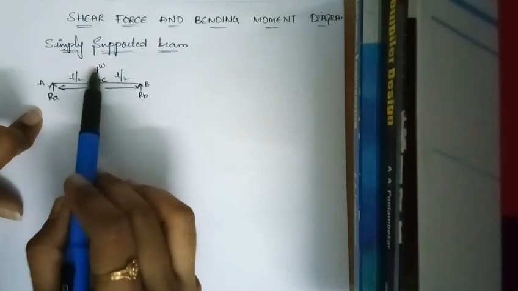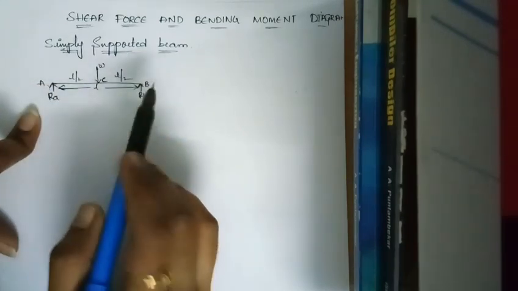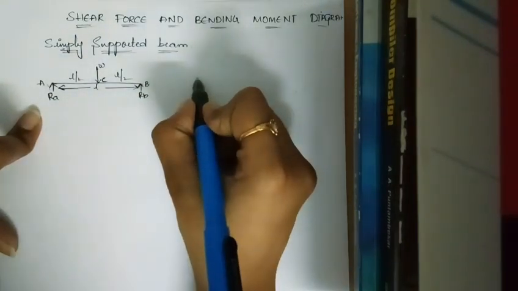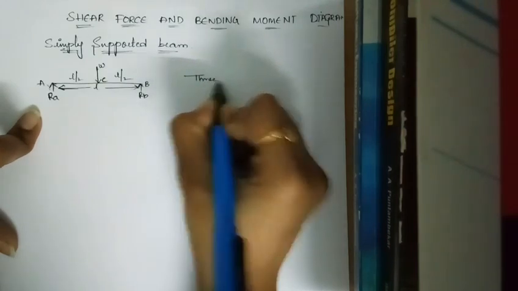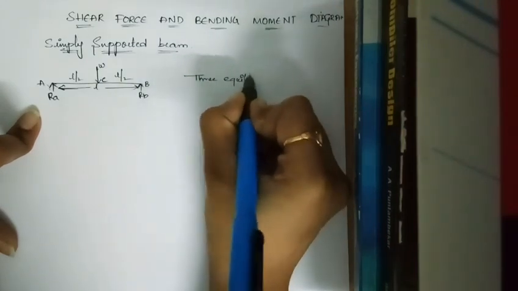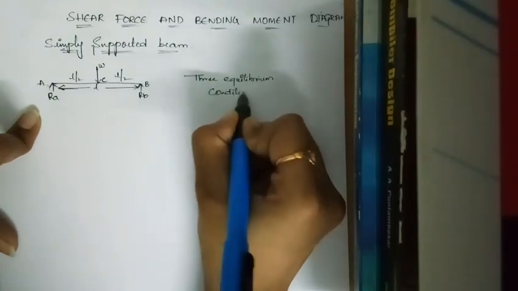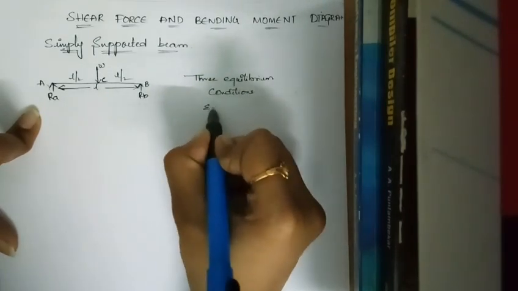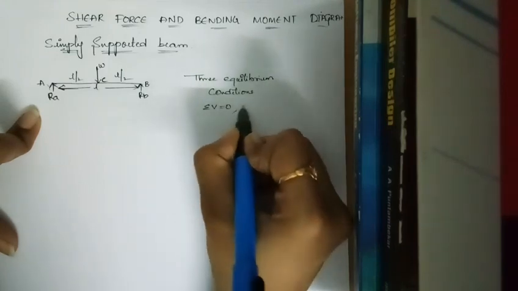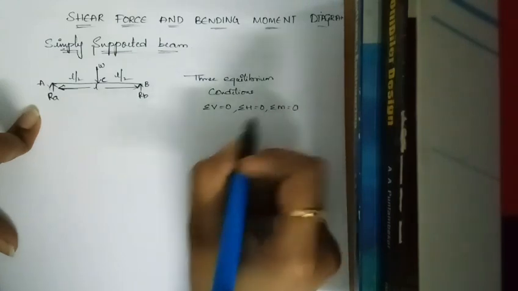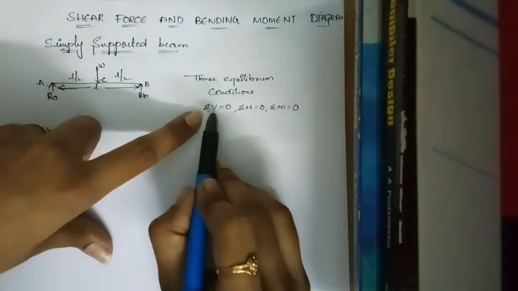So due to this load there are two reactions. Due to this load, reaction forces are developed at the ends A and B. So that reactions will be RA and RB. We have three equilibrium conditions. Summation of V is equal to 0, summation of H is equal to 0, summation of M is equal to 0.